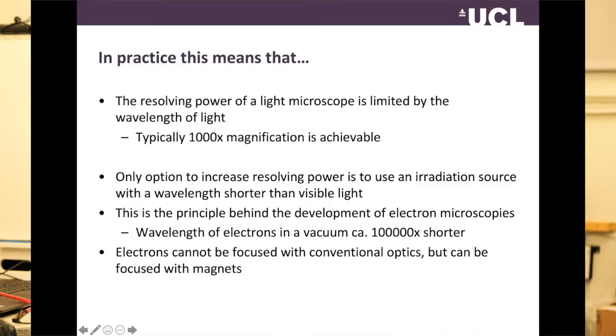And one of those is with electrons. So rather than use photons to irradiate your sample, which you would do with a conventional light source, if you use electrons, the wavelength of electrons is a lot shorter than it is with visible light. The principle of electron microscopy is therefore that because you're not irradiating your sample with photons, but you're using electrons, electrons have a much shorter wavelength.